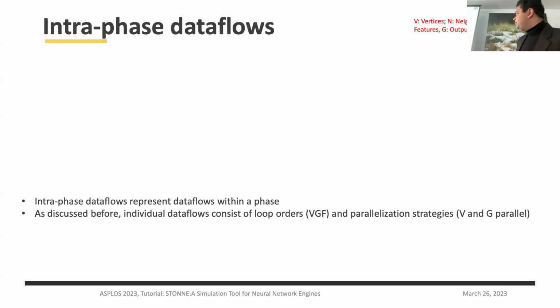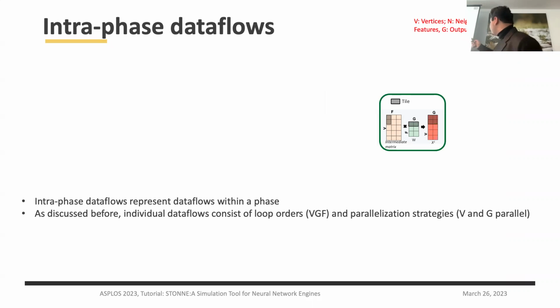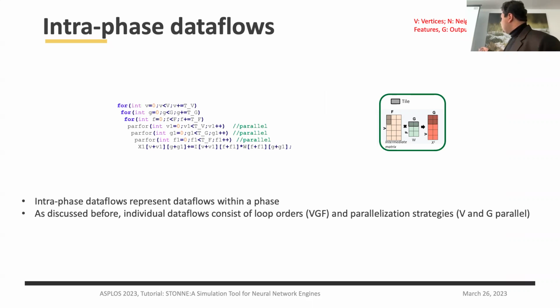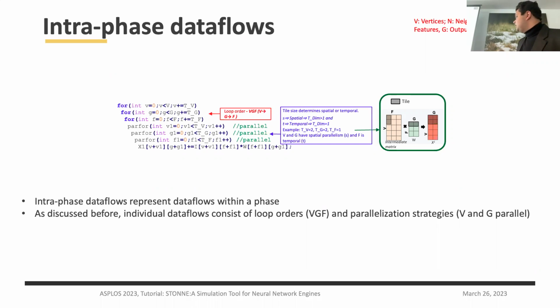So just to recap, the intra-phase data flows represent data flows within one phase. For example, this is a matrix multiplication with the dimensions V, F, and G. You can basically have this loop nest, and the loop order of this loop nest is VGF, and you can select any loop order. So loop order is one characteristic of the data flows, and the other parameter is the tile sizes. That indicates the parallelism of these dimensions.